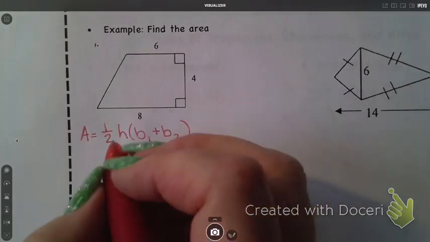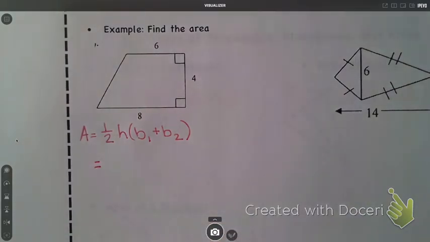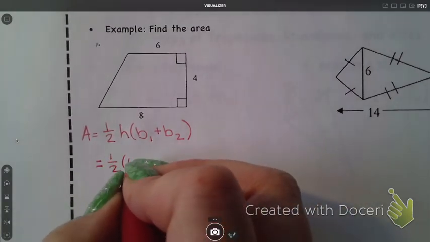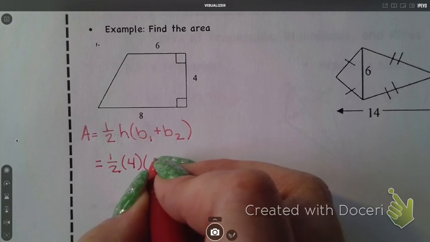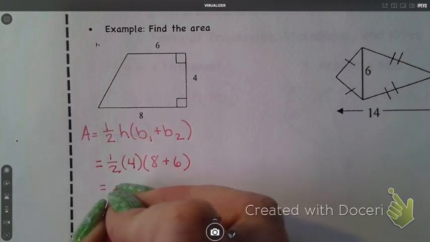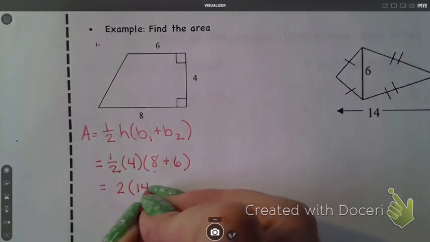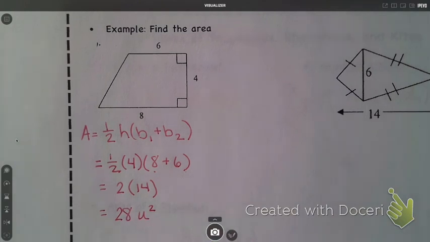Okay, what's the height? This is actually called a right trapezoid. Why is it called a right trapezoid? It has right angles. So half of what? Half of 4. And bases are 8 plus 6. So half of 4 is 2, and 8 plus 6 is 14. So it is 28 units squared.